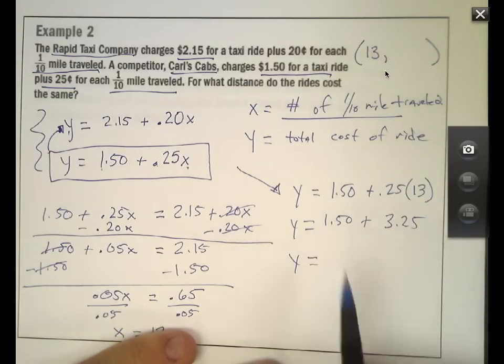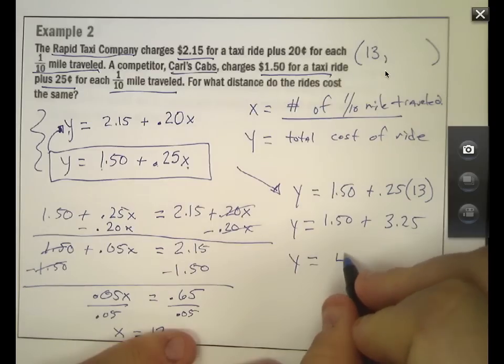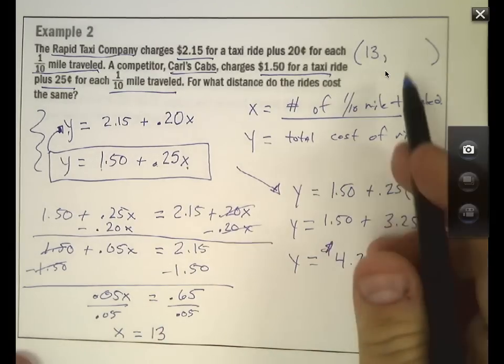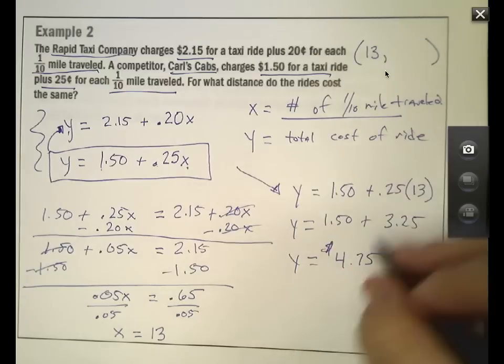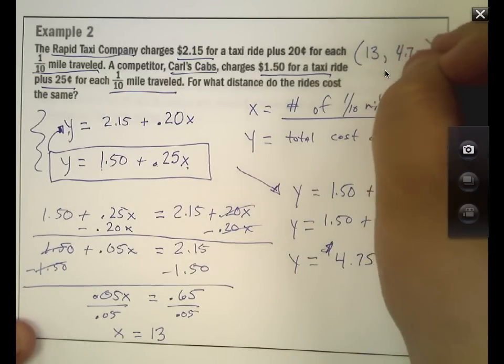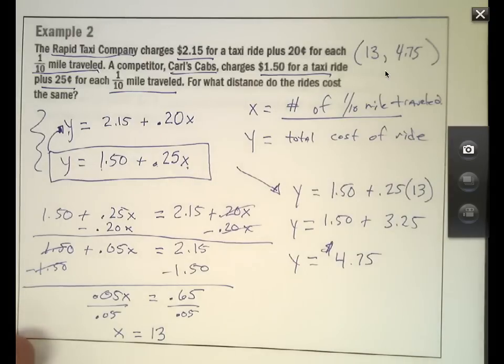$3.25 plus $1.50 is $4.75. So, what's that saying? 13 comma $4.75. What's that saying? Like I said, you get an answer, but what does that say?